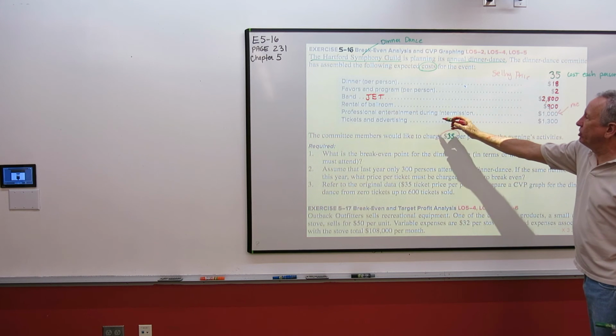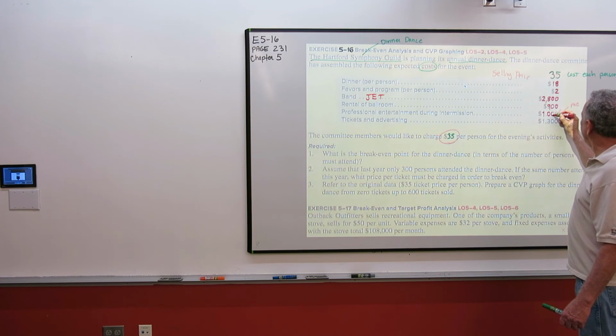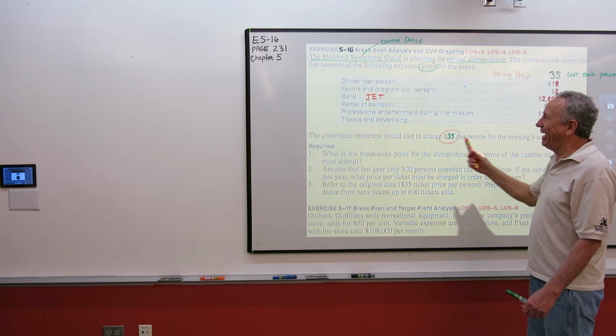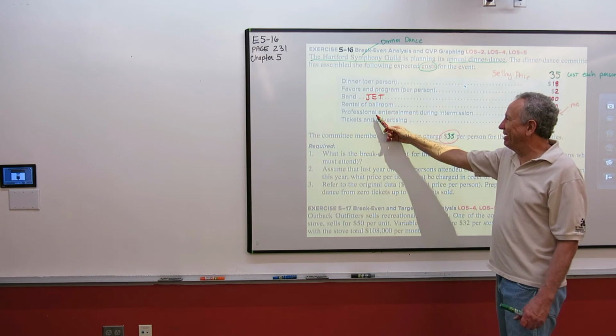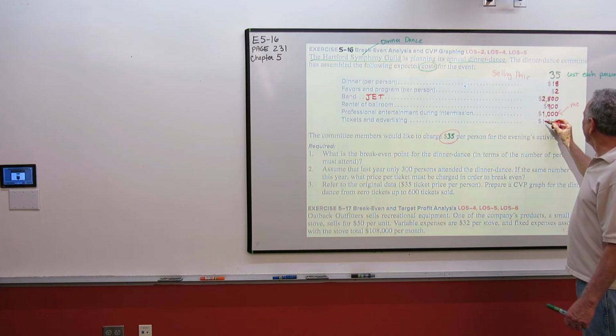And again, professional entertainment during intermission. Let's again say that is going to be a ventriloquist. I don't know. You're going to get a ventriloquist in the intermission for $1,000. And then tickets and advertising are going to be $1,300.